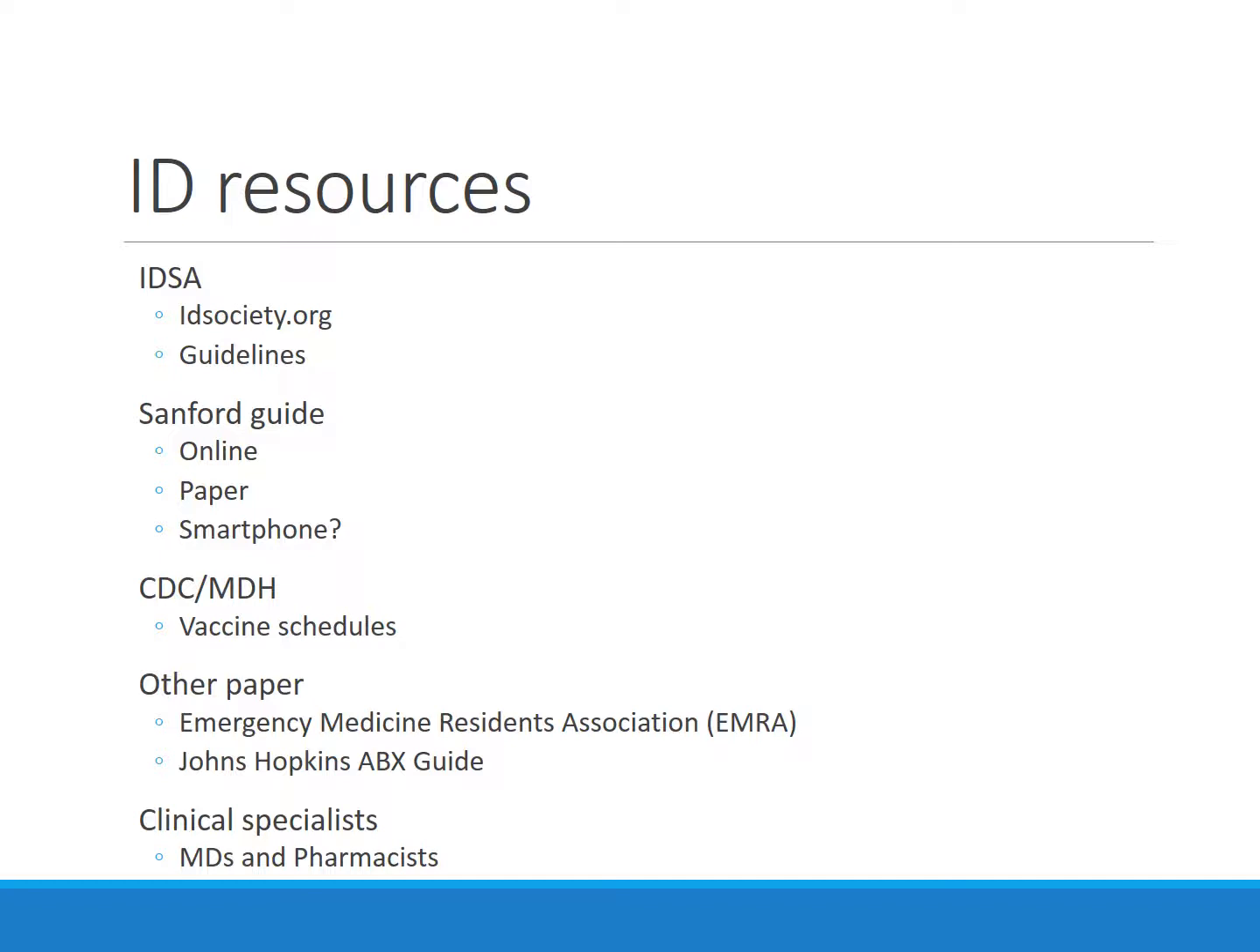The Emergency Medicine Residents Association, EMRA, puts out a little pocket book that's a pretty nice, succinct summary, and they put that out every year. That's got some good infectious disease tips in it. And then there's the Johns Hopkins Antibiotic Guide, which is another pocket book, which is a pretty thick pocket book.